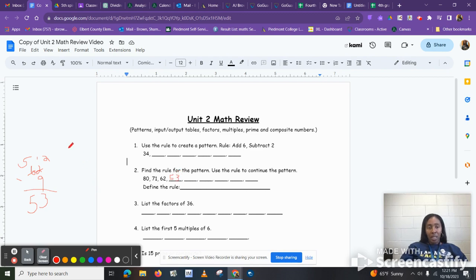Then to get the next number, I would just subtract by 9 again. So 53 minus 9 would give me the next one. I can't do 3 minus 9, so I borrow from my 5. That becomes a 4, and 3 becomes 13.